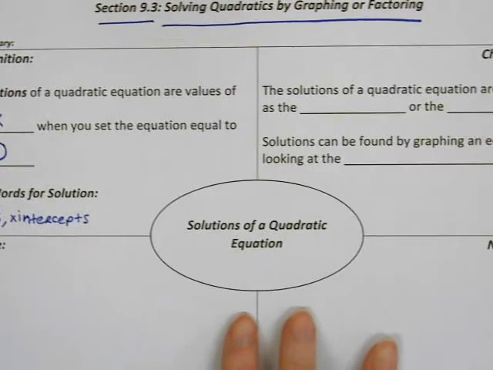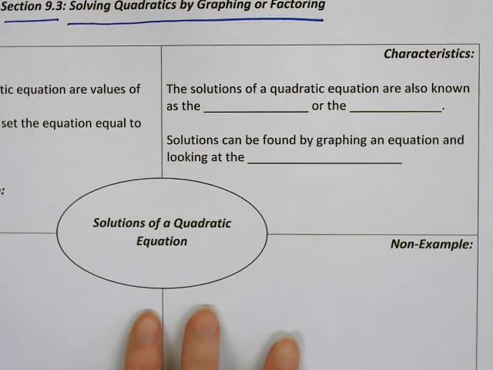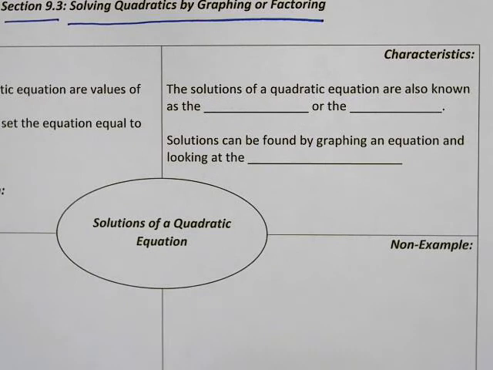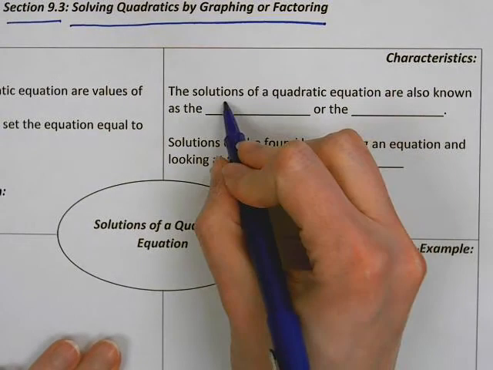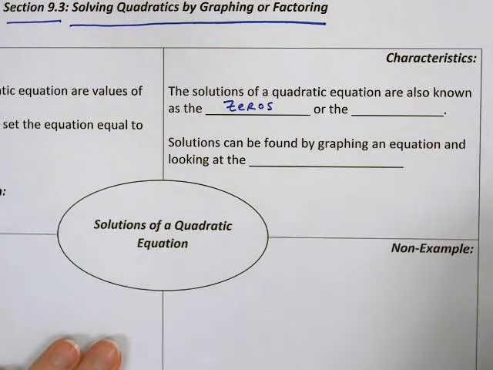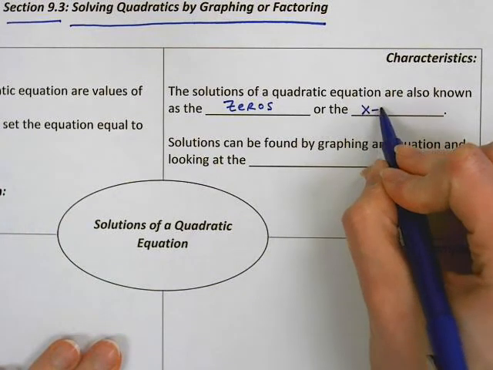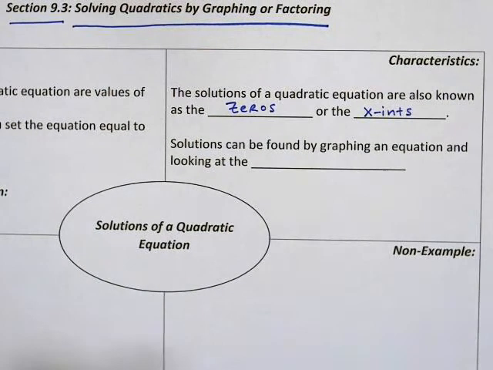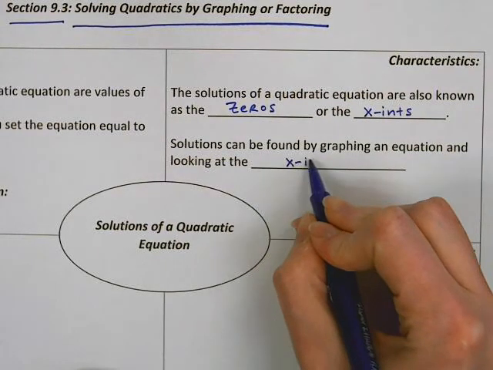On to the next box. The solutions of a quadratic equation, like we just said, are also known as the zeros or the x-intercepts. Solutions can be found by looking at a graph and looking at the x-intercepts.